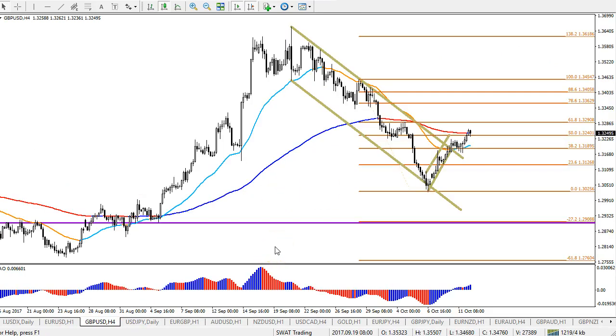All right, let's continue with the pound dollar 4-hour chart. So a bit of an update compared to our video from 2 days ago. Basically, price broke above this bearish channel, and the bullishness is kind of surprising me a little bit. Basically, it's at the critical decision zone right now.